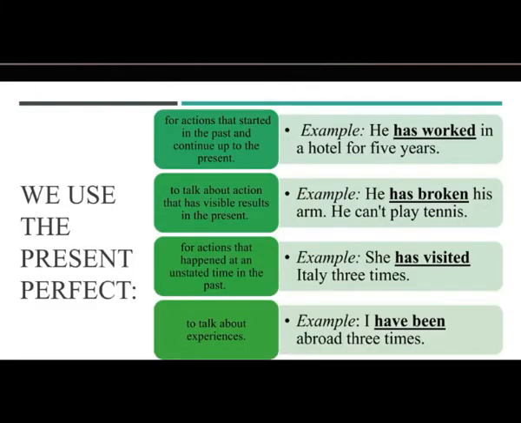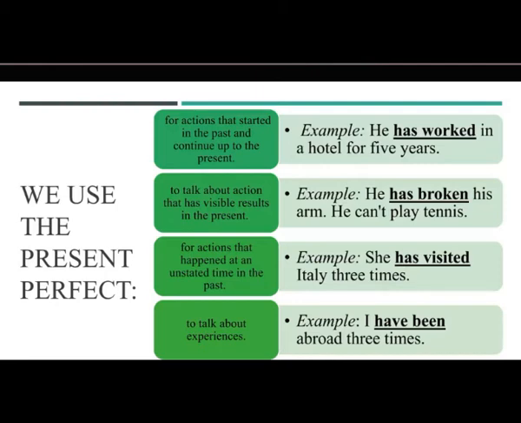Now, let's have a look at the present perfect in use. We use the present perfect for actions that started in the past and continue up to the present. For example, he has worked in a hotel for 5 years. This implies that he started work in a hotel 5 years ago and he's still there.